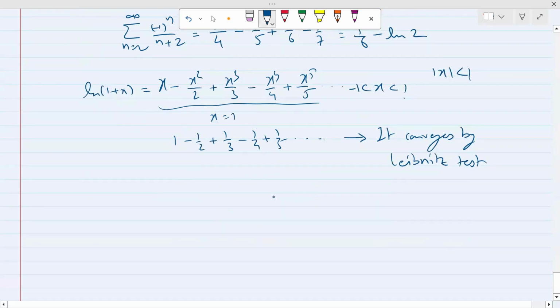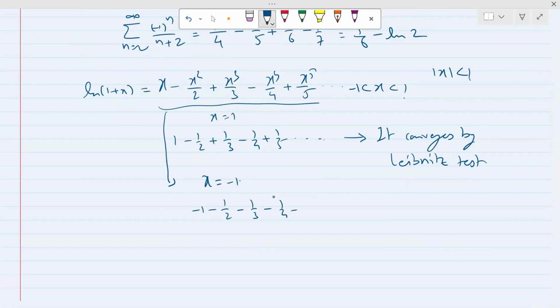And what will this expression give me for x equal to minus 1? Minus 1 minus 1 by 2 minus 1 by 3 minus 1 by 4, all the terms will be negative. So this is nothing but minus, if I pull it out, summation 1 by n, the harmonic series. And what do we know about this series? It diverges, by the summation 1 by n test. So the interval of convergence for this expression will be what?